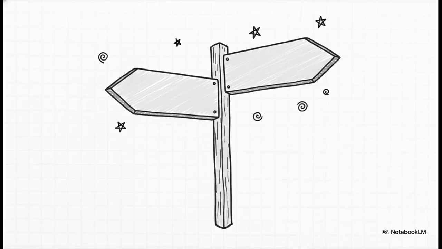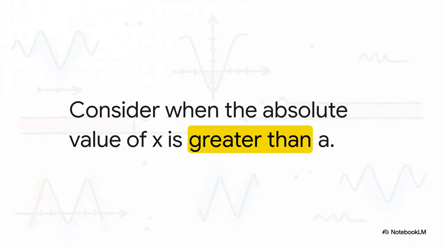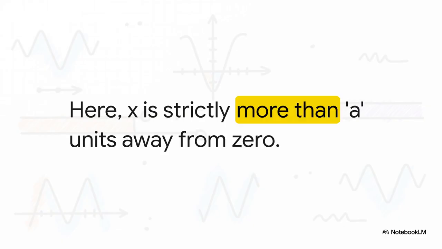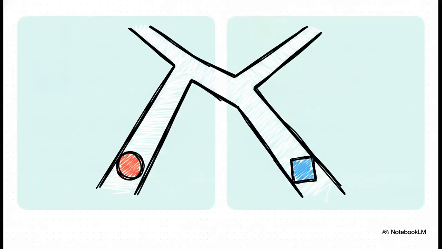So how do we actually navigate these different absolute value inequalities? Well, if the absolute value of x is greater than a non-negative number a, then x is strictly more than a units away from zero on the number line. Crucially, greater than inequalities produce an OR statement, pushing outwards away from zero.